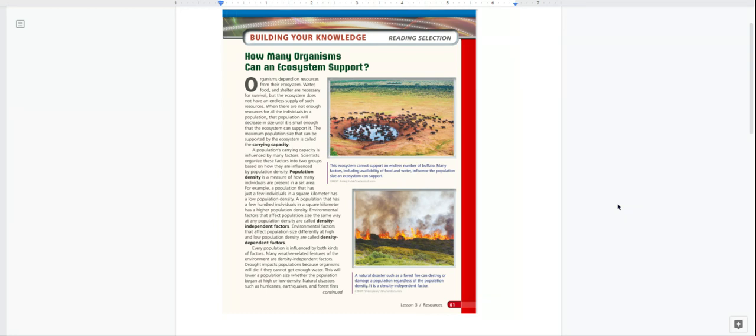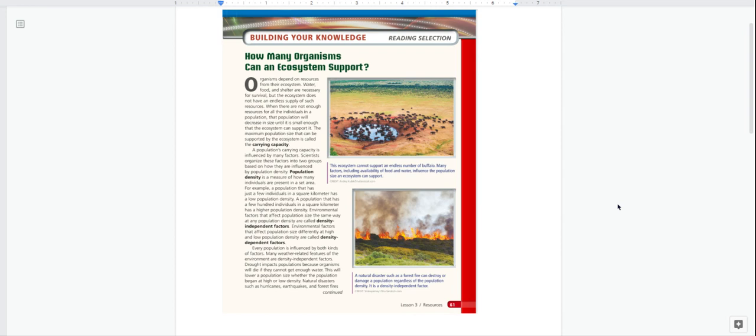Top caption: This ecosystem cannot support an endless number of buffalo. Many factors, including availability of food and water, influence the population size an ecosystem can support. Bottom caption: A natural disaster, such as a forest fire, can destroy or damage a population regardless of the population density. It is a density-independent factor.